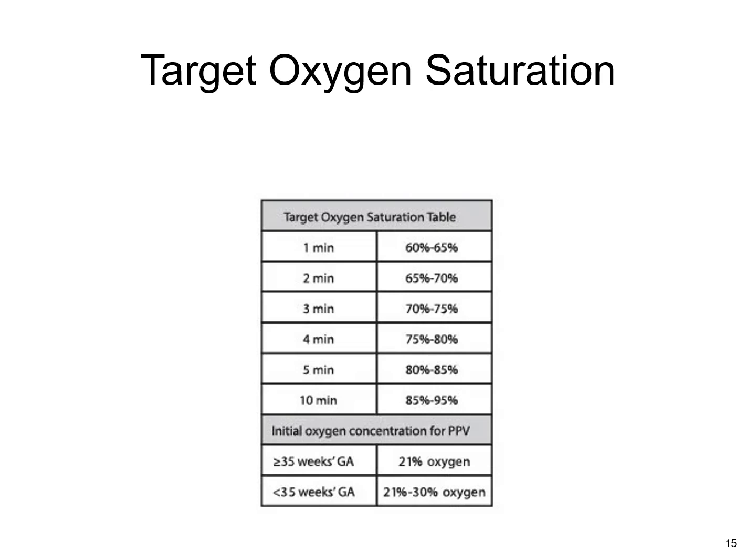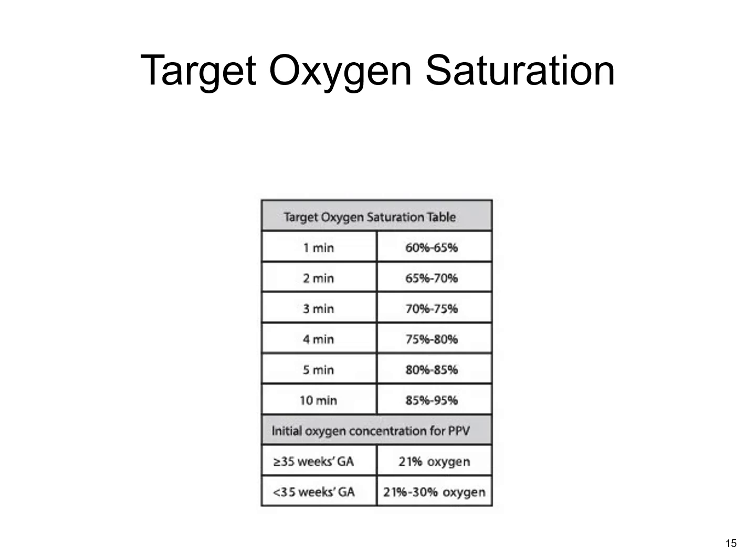So if you look here, at 1 minute the saturations can be as low as 60%, which is acceptable for a baby at 1 minute of age. Each minute thereafter, it increases 5% until we get to 5 minutes. And then after 5 minutes, it jumps to 10. And at 10 minutes of life, the baby should be having fairly normal sats, at least 85%.